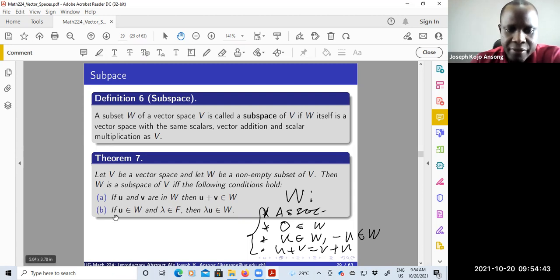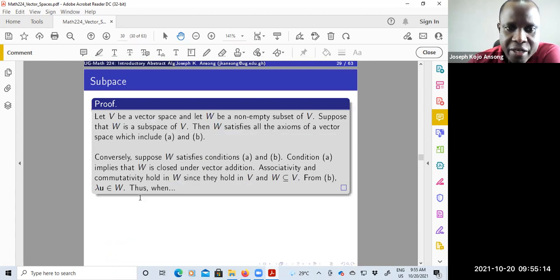It's going to be straightforward. For the first part of the proof, we assume that W is a subspace and then show that these conditions hold. That part is straightforward, because if W is a subspace of V, then W is a vector space. If it is a vector space, then vector addition and scalar multiplication are satisfied; they hold in every vector space. Therefore, A and B hold. Basically that's the proof for the first part.